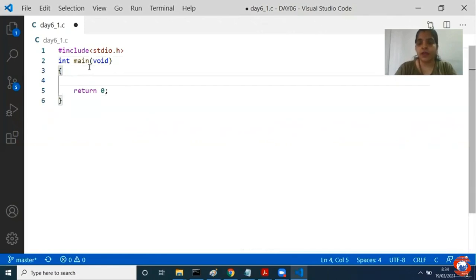Yes, Aisha. If you have a float variable, then declare a float pointer. If you want to store the address of an integer, store it in an integer pointer. If you want to store the address of a character, use a character pointer. You can have any kind of pointer. Okay?